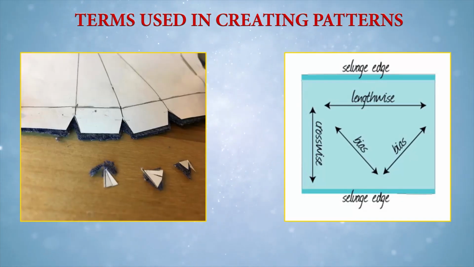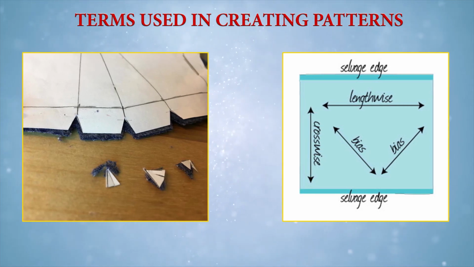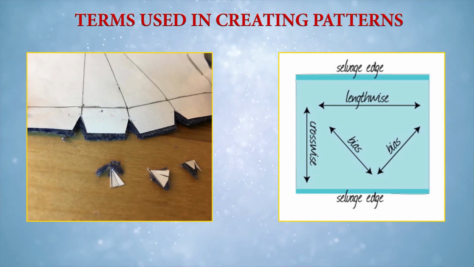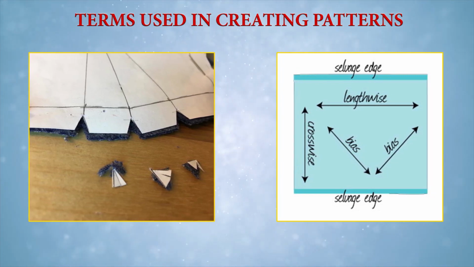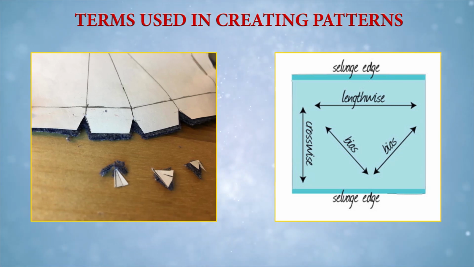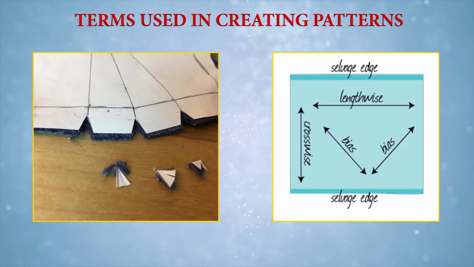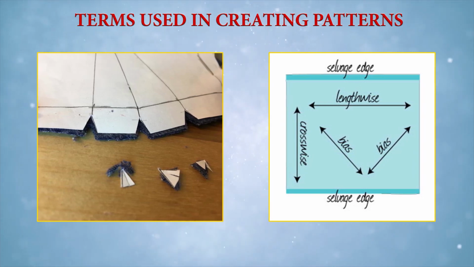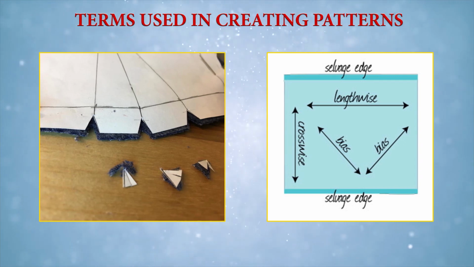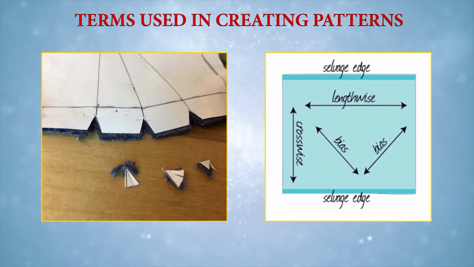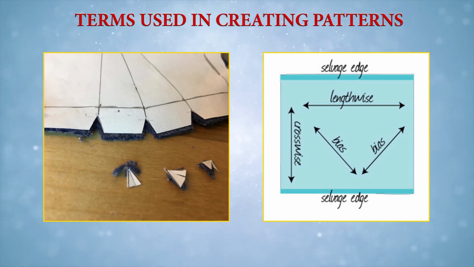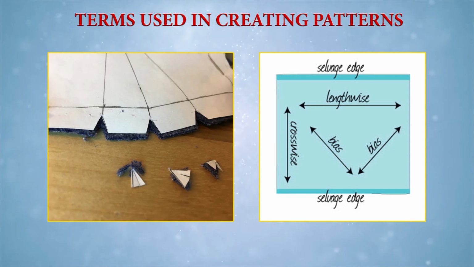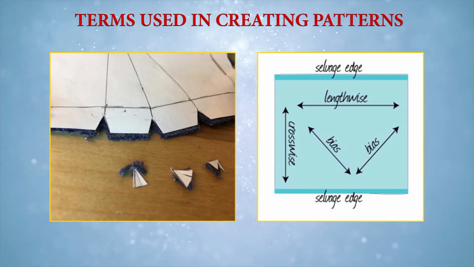Then in the second picture you can see, when you look at a piece of fabric, on one end you see a dark straight line, a dark blue line, which indicates the selvage line, the starting edge of the fabric. Parallel to the selvage line is the lengthwise grain, and horizontal to the selvage line is the crosswise grain.